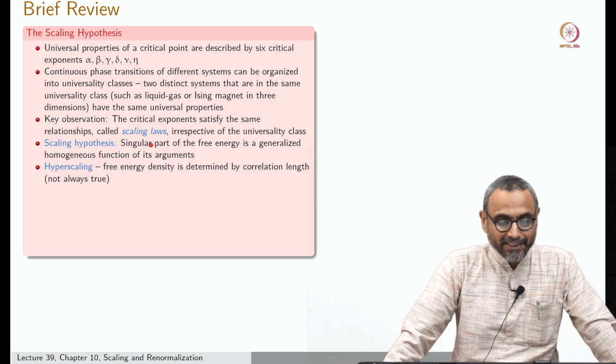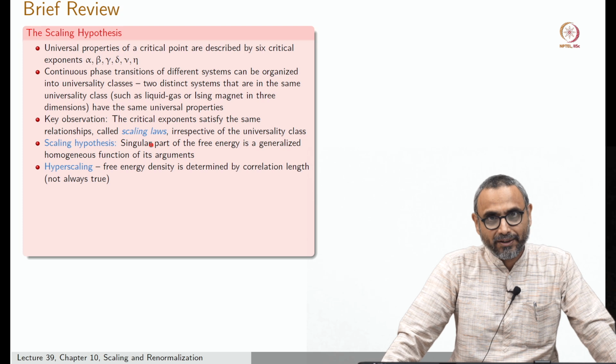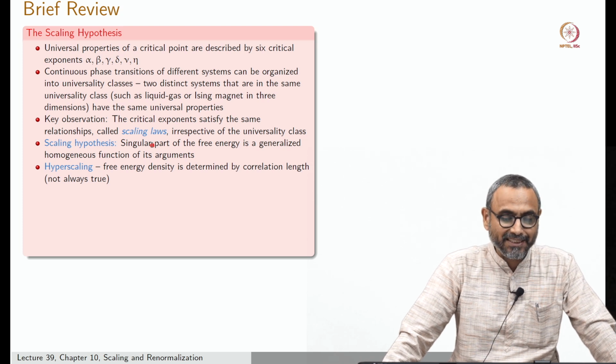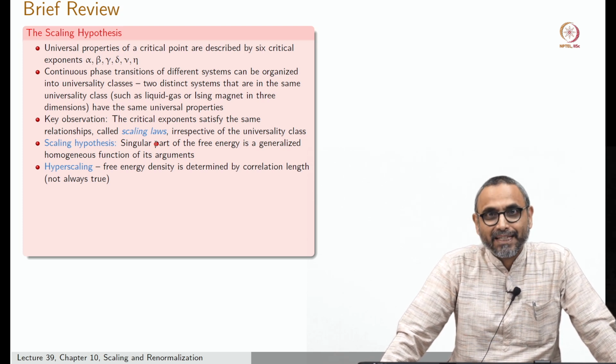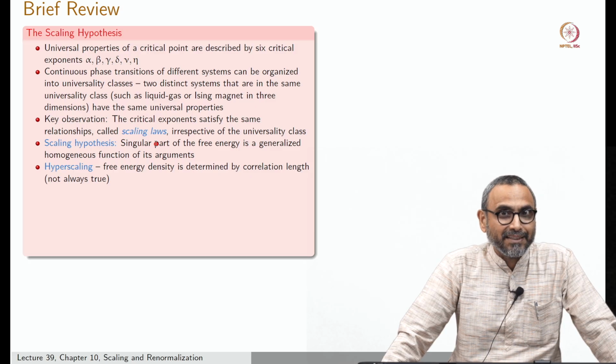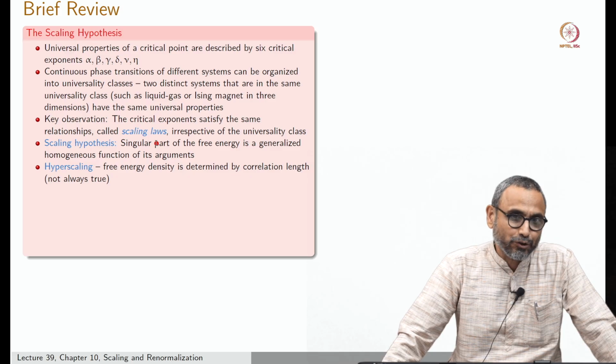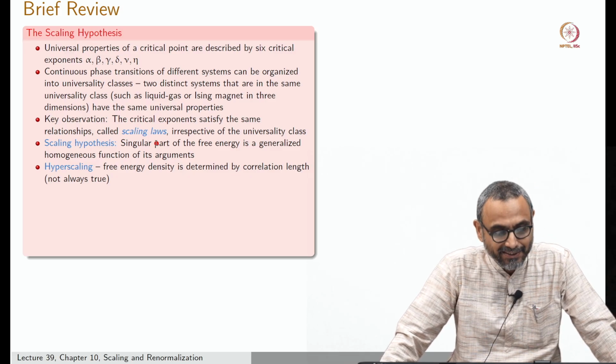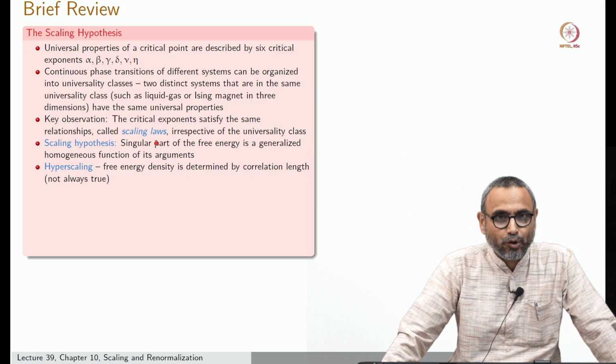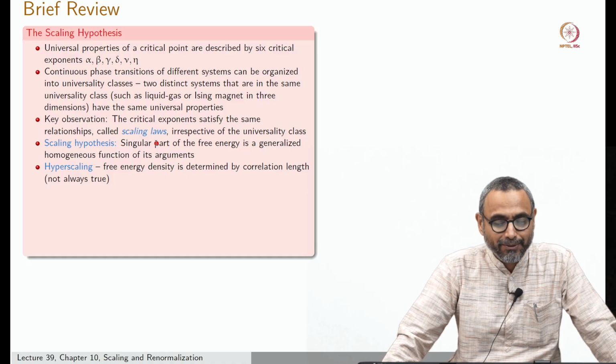In addition to this, if you make a certain assumption or hypothesis, again called hyperscaling, which is that the free energy density is simply determined by the correlation length, that is, free energy density will be 1 by correlation length to the power of the spatial dimension, and this we know is certainly not true, but is certainly true in low enough dimensions, if you like.